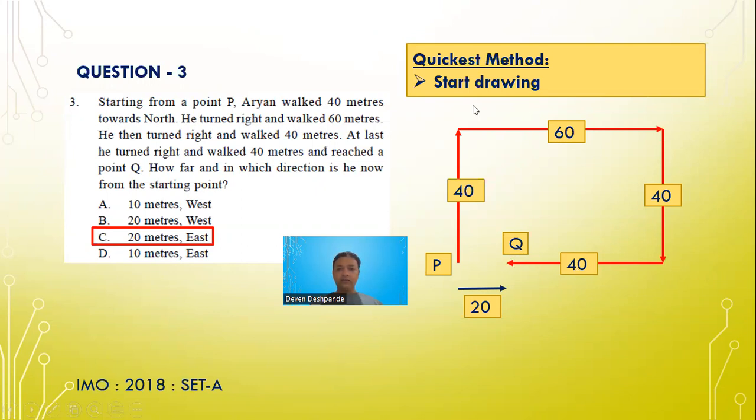So 40 in the up direction, 40 in the south direction, and 40 here in the left, and 60 at the right. So the remainder will be 20, because 60 in this direction, 40 in this direction. So 20 is the overall distance between the start point P and the end point Q. And what direction is it? It is towards east. So how far, in which direction is he now from the starting point? He is 20 meters towards east.